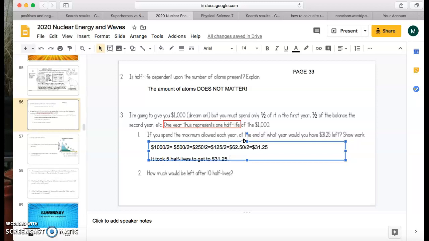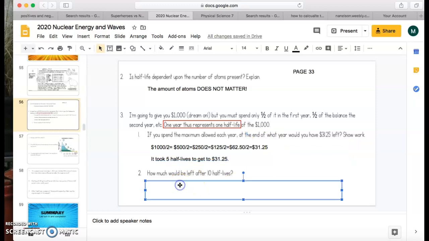Now, you guys think you could live off $31.25 for a whole year? No. But it's kind of like, wow, that's a lot to think about. Every year, you had to cut your money in half. Well, that's what happens to atoms. So let's take this the next step further. What if we were to take that $31 and we want to see how much we'd have left after 10 half-lives? That means 10 years, right? Because 1 half-life is equal to 1 year.